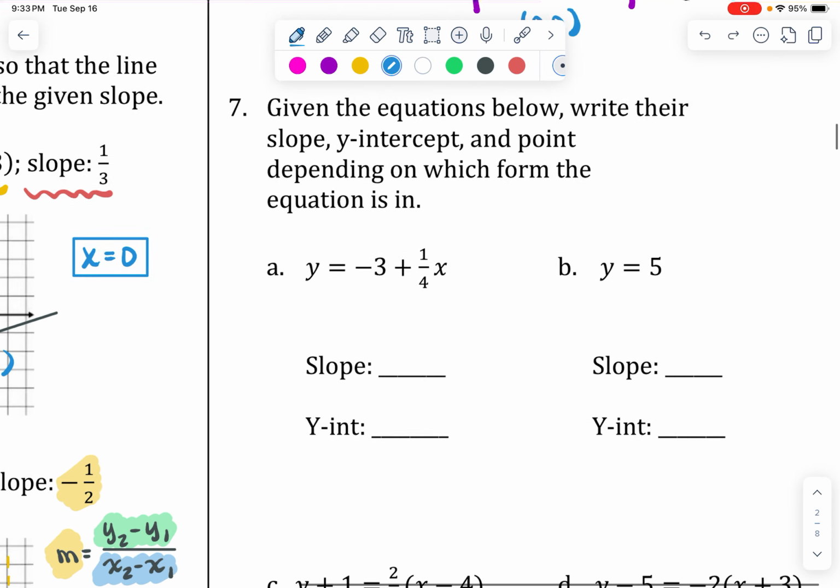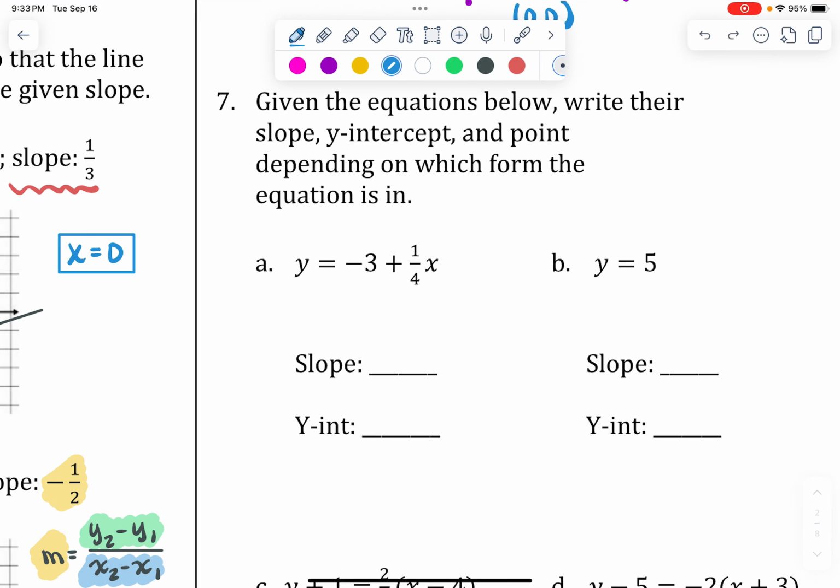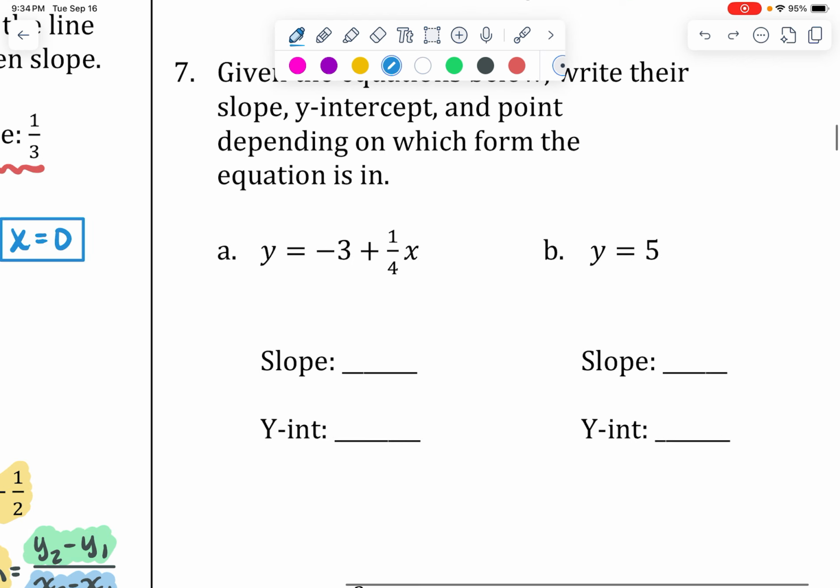All right, here we go. Given the equations below, write their slope, y-intercept, and point depending on which form the equation is in. All right, so clearly if it's in y equals mx plus b, you should be able to tell me what the slope and the y-intercept are. So this first one, clearly in y equals mx plus b.